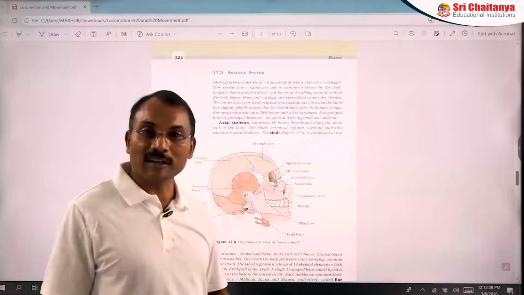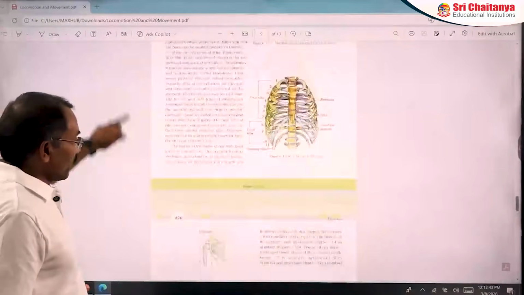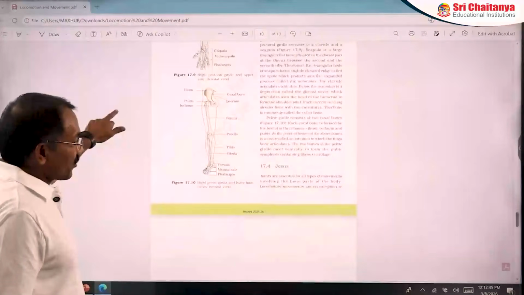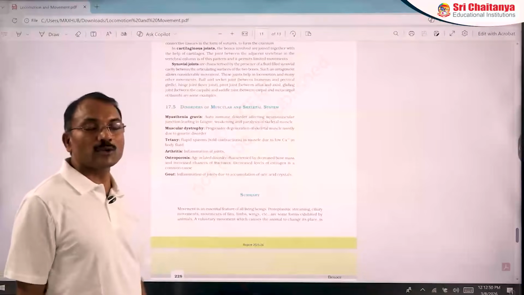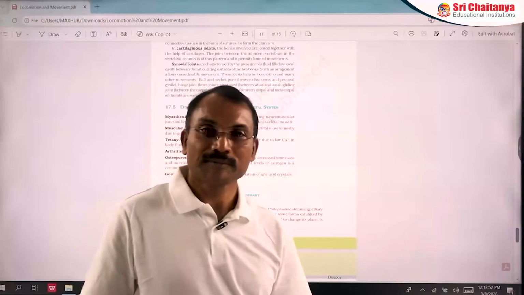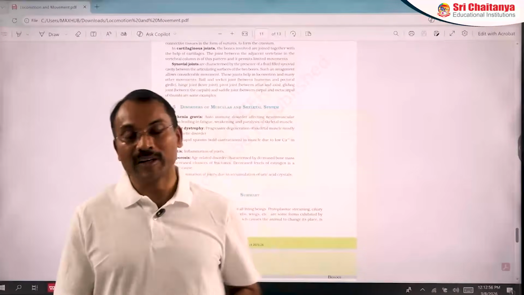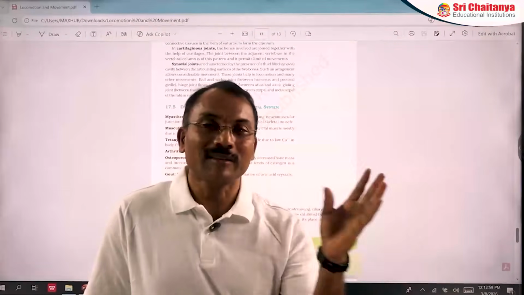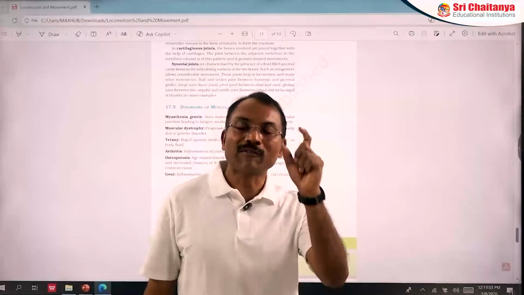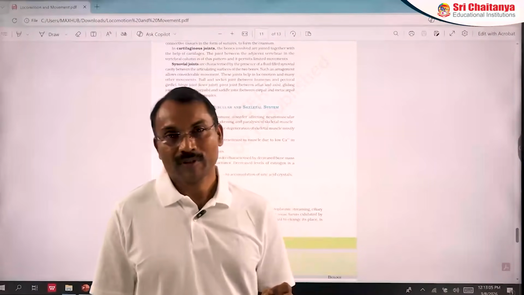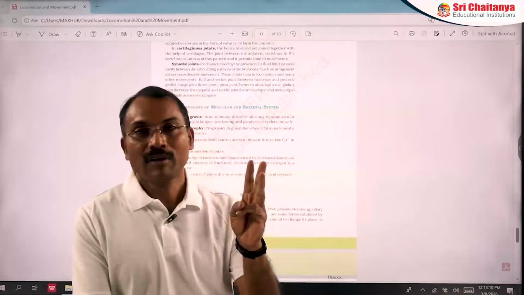Next topic, skeletal system in our body, followed by joints. Finally, disorders of muscular and skeletal system. This entire topic can be concluded very easily by dividing that content into different divisions. The entire chapter can be divided into 3 divisions.